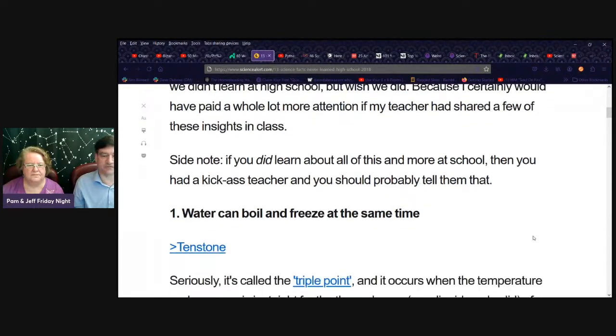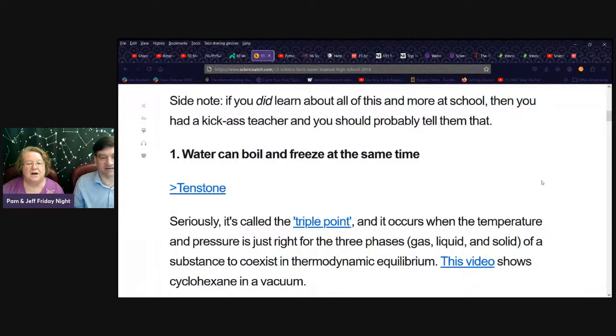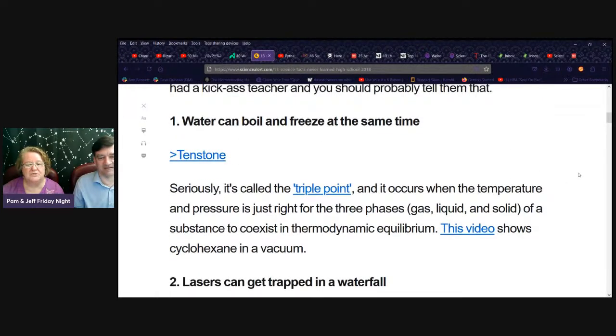That might be a show topic. Water can boil and freeze at the same time, which was weird to me. It's this thing called the triple point, and he's got a bunch of links as well, so you can go ahead and check it out. When the temperature and pressure are just right for the three phases, gas, liquid, and solid, they can coexist in thermodynamic equilibrium.